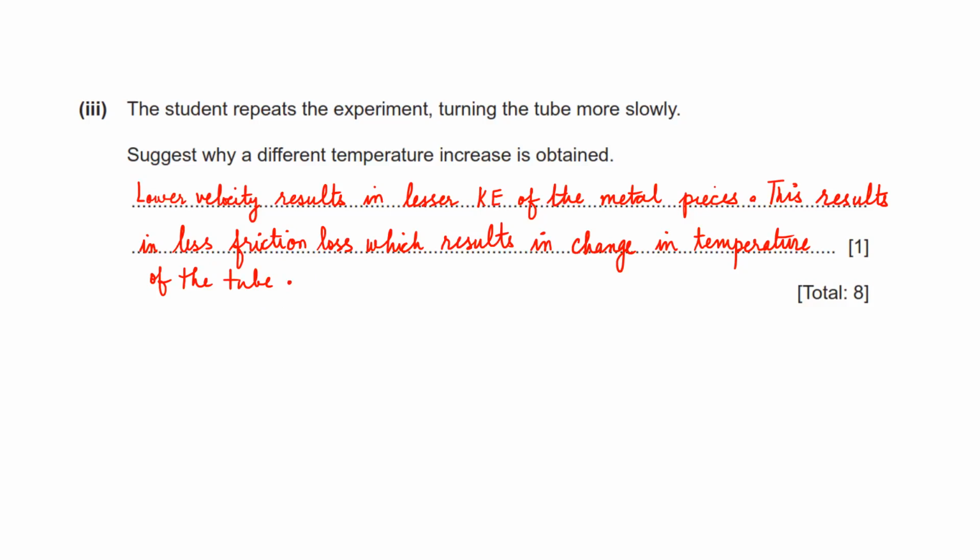So less velocity means less kinetic energy. Less kinetic energy means less friction. Less friction results in less change in temperature across the tube. Okay, so these 4 points you have to mention.